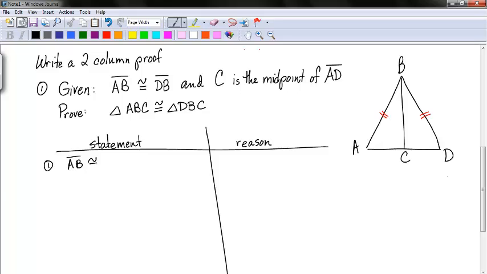AB is congruent to DB. The author wrote that as given. I could write the next statement, but the author actually put it on another line. C is the midpoint. And I don't really care if it's one statement or two. Doesn't matter to me. And that would also be given.